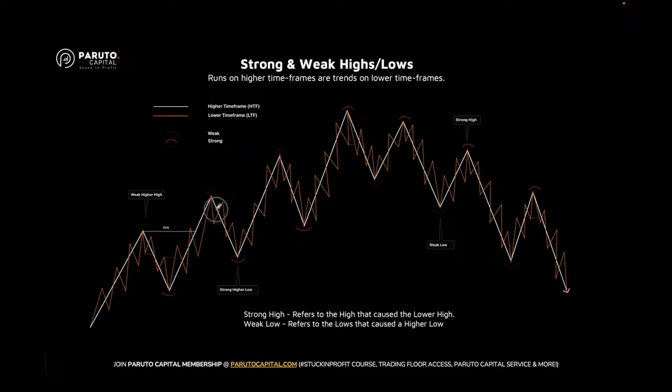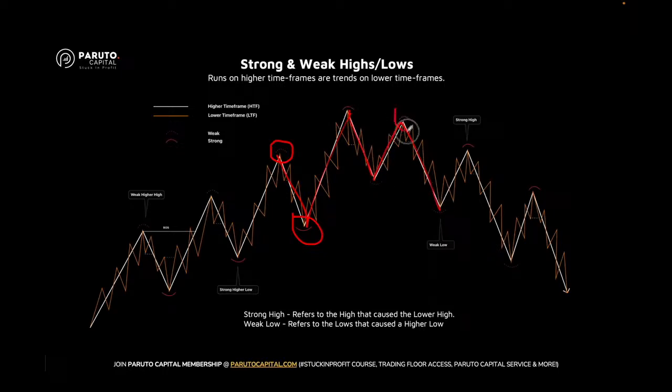The same thing continues, a pullback and then a break of structure. This is also a strong low because it took out this weak high here, right? And then a pullback again and then a break of structure. This is also a strong low because it took out this weak high here, and then it comes down here and then up and then it broke structure.